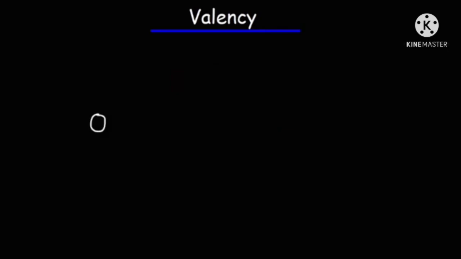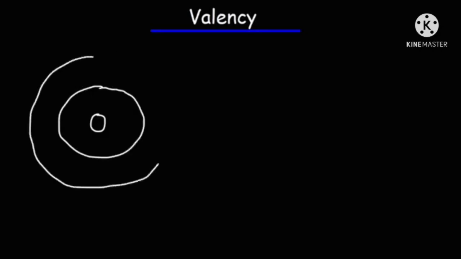Okay, my dear children. Now take the example of oxygen. What is the atomic number of oxygen? 8. So distribute those 8 electrons in the orbits. In the first orbit you will have 2 electrons. In the second orbit you will have 6 electrons. So thereby the distribution of 8 electrons is completed.